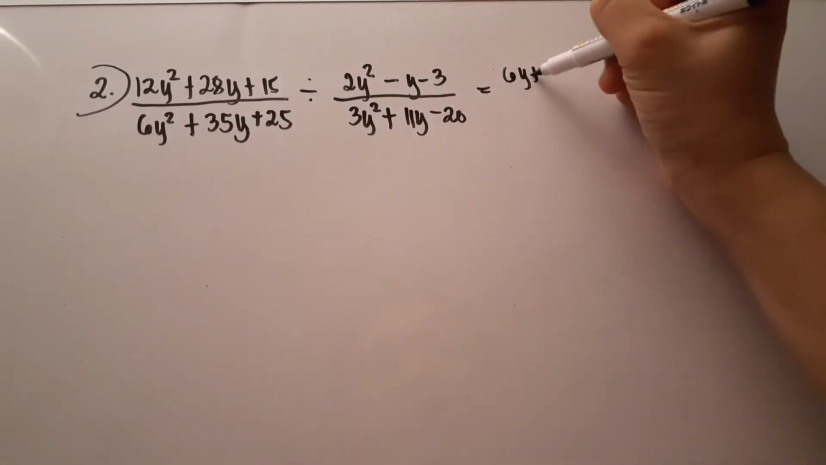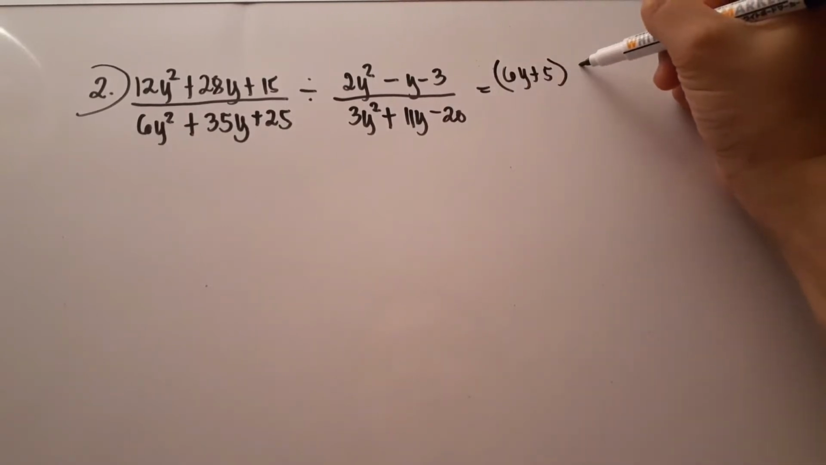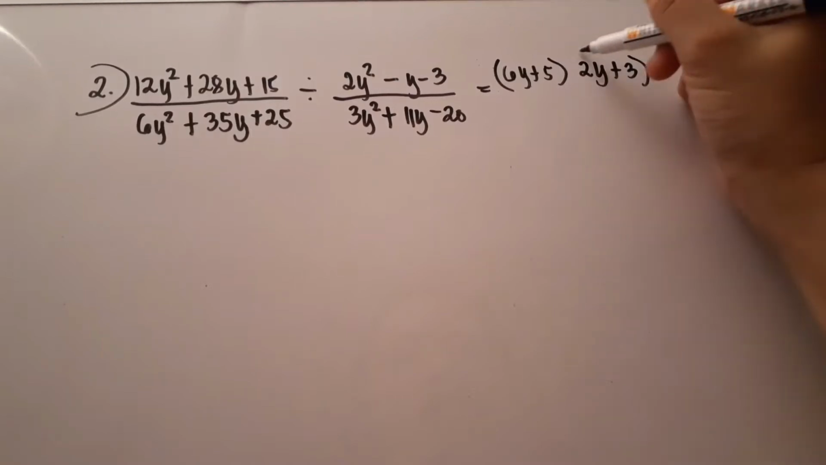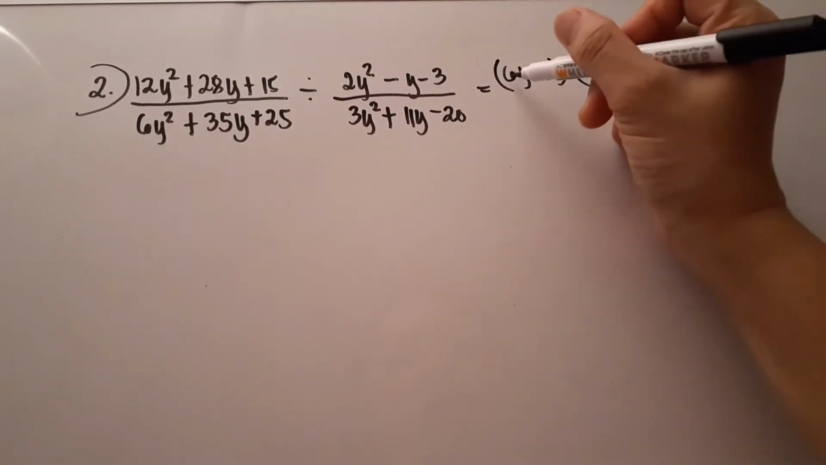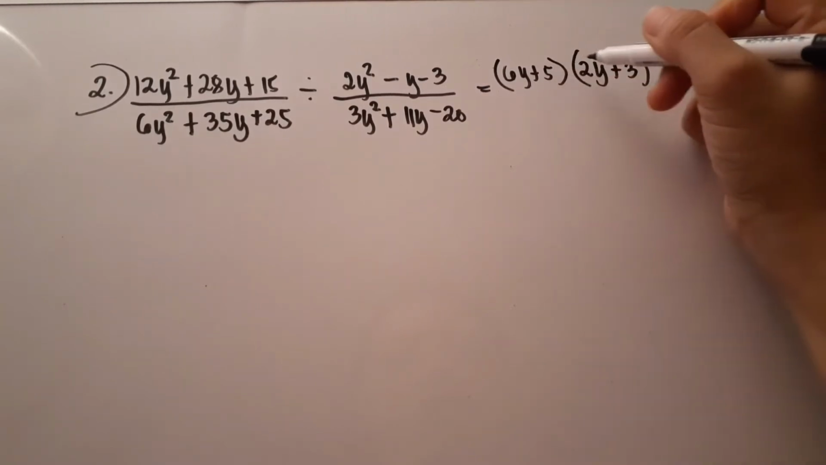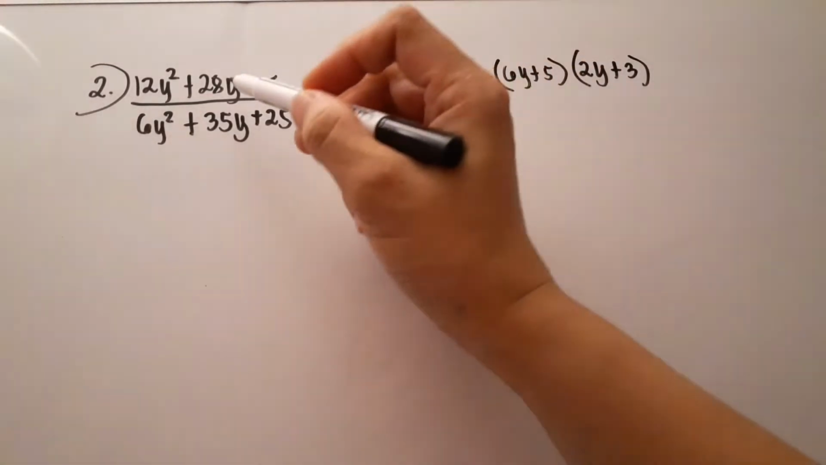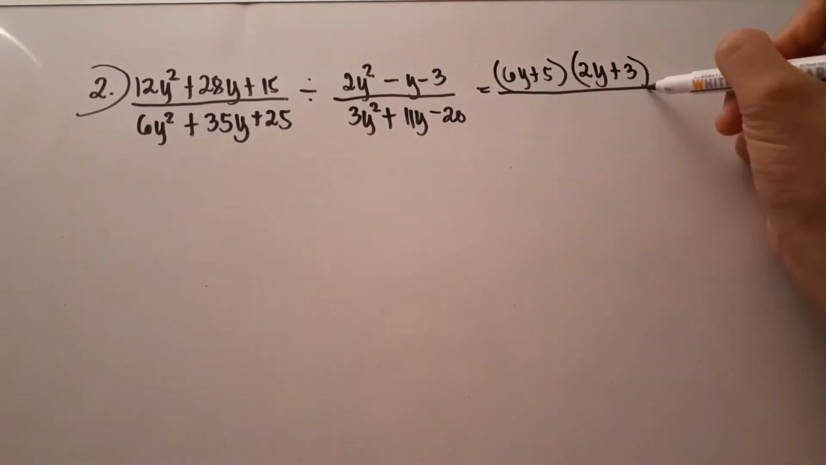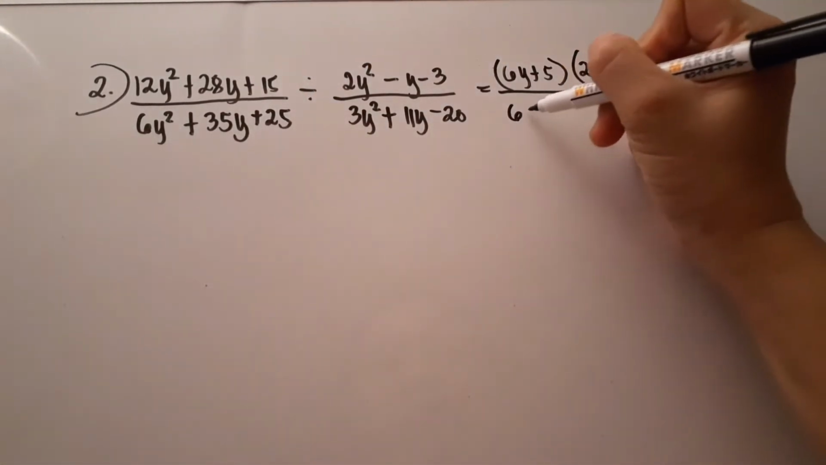So first we factor the first term, so we have 6y positive 5, quantity of 2y positive 3, as our factor of 12y squared positive 28y positive 15, since 5 times 2y becomes 10y, and 6y times 3 becomes 18, so 18 plus 10 becomes 28y. This is our first factor.